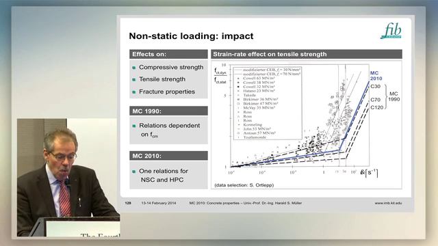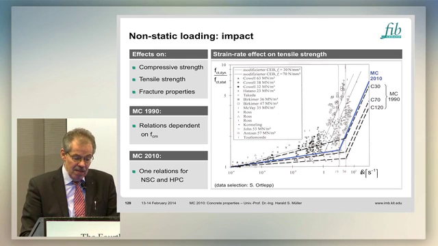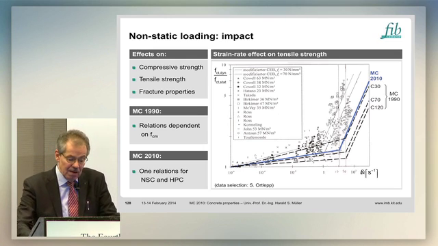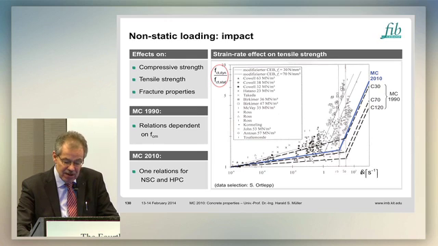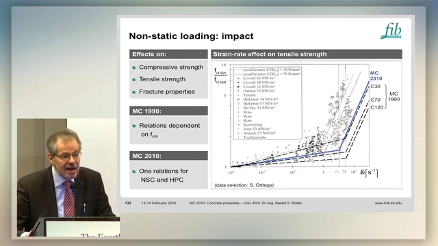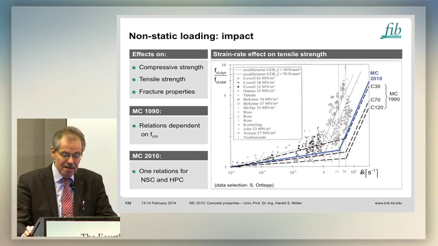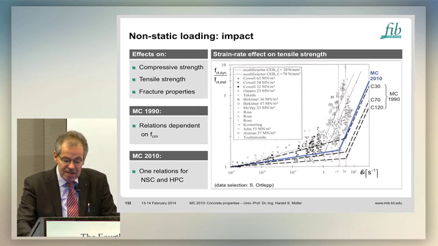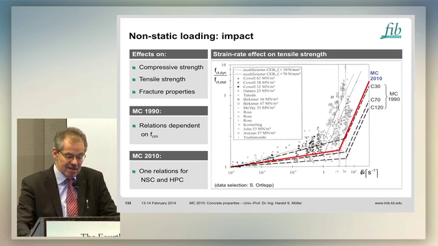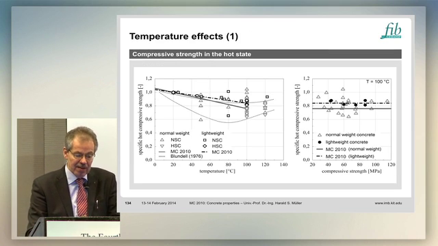Impact loading: we had in the old Model Code the effect of the strength. You see here the effect of strength on the relative strength increase due to the rate of loading. If you look at this large scatter of experimental results, you see there is no really identifiable effect of compressive strength. So we skipped it. You have just one line. You see it here for Model Code 90. It makes it easier. So only one relation for normal and high strength concrete.